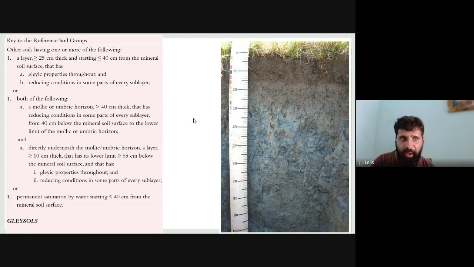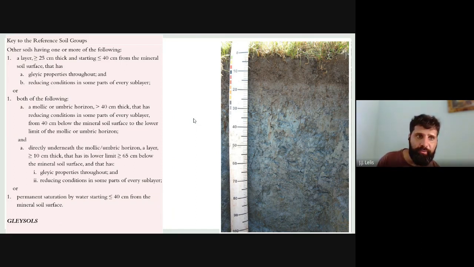We also have the Gleysol soil group. This reference soil group is specifically related to gleyic properties, to this gray or blue color that we can see, which is produced by the flooding of the area. So Gleysols are those soils that are permanently or seasonally flooded. They are significantly influenced by water, by groundwater, especially from the water table.